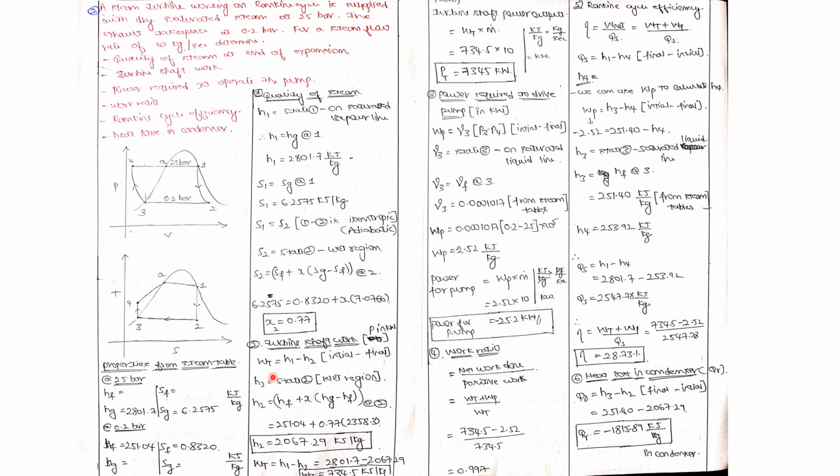Okay, now what is H2? H2 is in the wet region. So if it is in the wet region, again, how do you calculate? Same formula: hf plus x into (hg minus hf) at state 2. What is state 2? This is state 2.